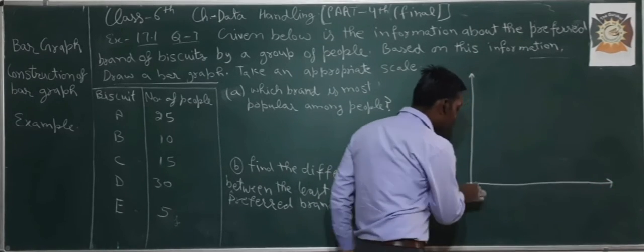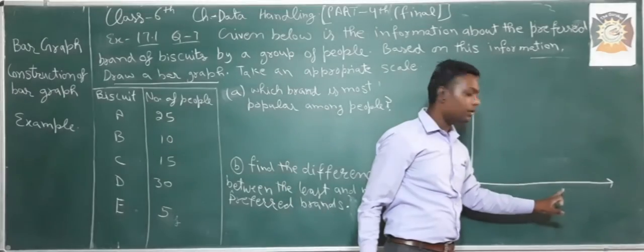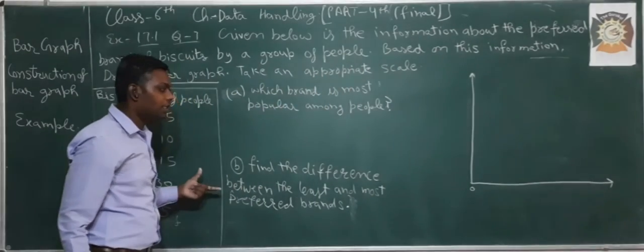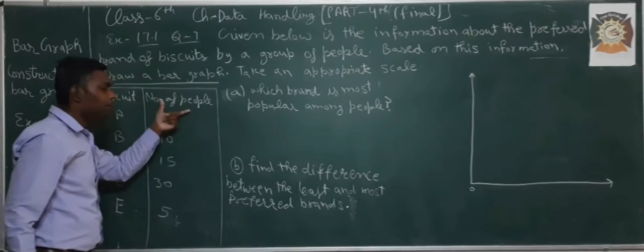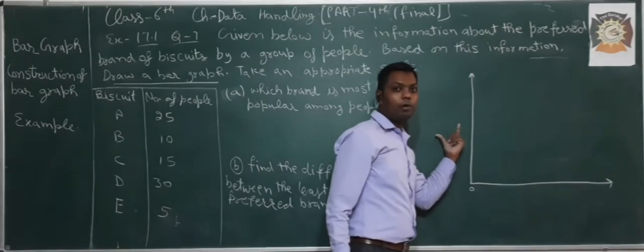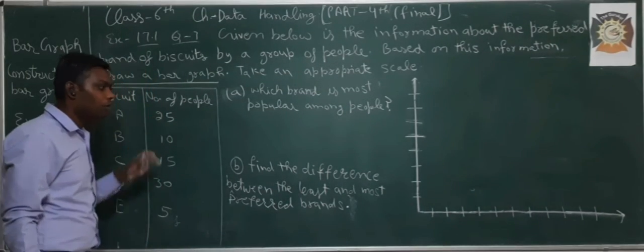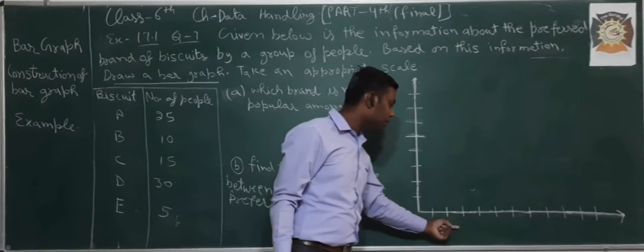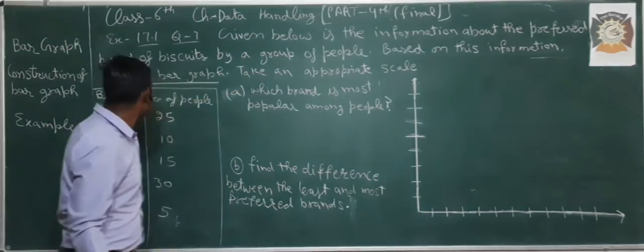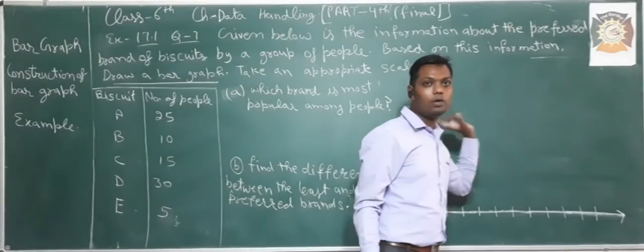And as you know, this is the horizon, and these horizontal lines are called the x-axis and the vertical lines are called the y-axis. Now we have to represent the biscuits or number of people, where we have to write biscuits or where we have to write number of people. Now we have to represent biscuits and number of people according to your wish. If you represent biscuits as horizontal, then your graph is vertical, and if you represent biscuits on the vertical line, then your bar graph will be horizontal.